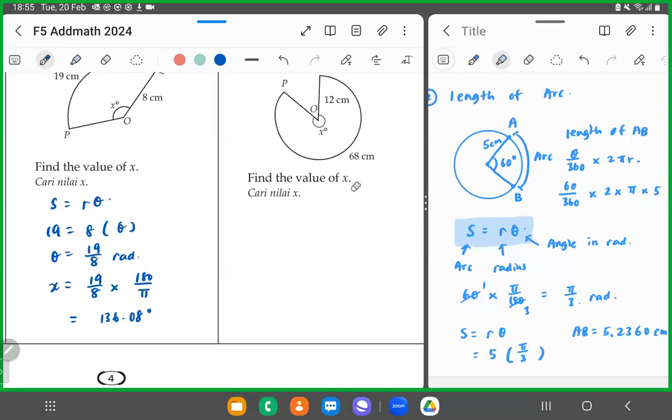Then next one, same thing also. S equals r theta, 68 equals, radius is 12, theta we don't know. So theta equals 68 over 12, and then change it to degrees because here it's asking for degrees. So x equals 68 over 12 times 180 over pi. So x will be equal to 324.65.